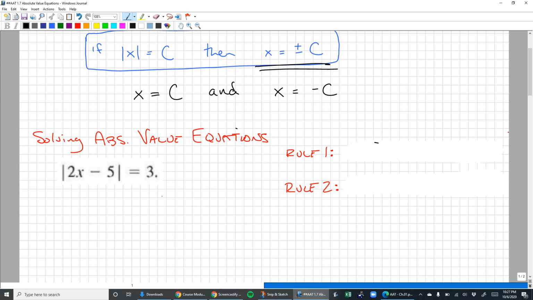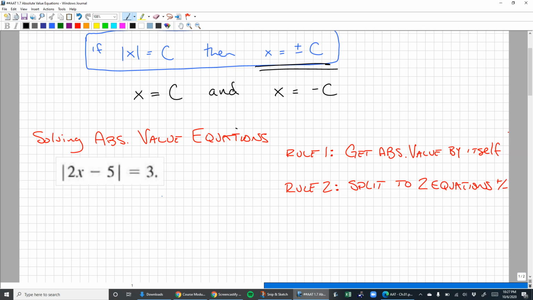When we're solving an absolute value equation, there are two rules that I like to follow. The first rule is that you need to get the absolute value by itself. The second rule of the process is we need to split that into two equations. Right now, in this problem, we already have the absolute value isolated. It's already by itself. So we can go to step 2, or rule 2, and that is that we can write two different equations.